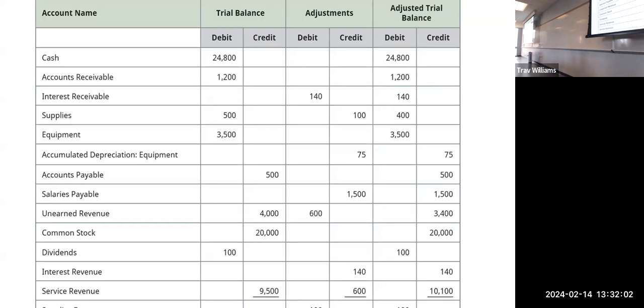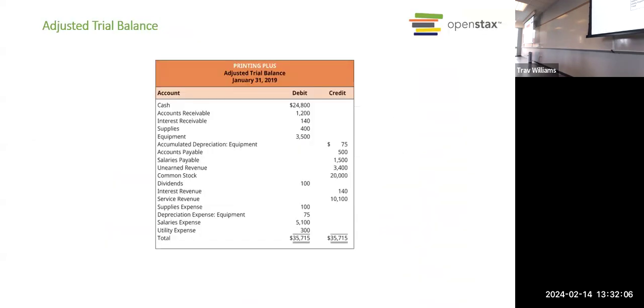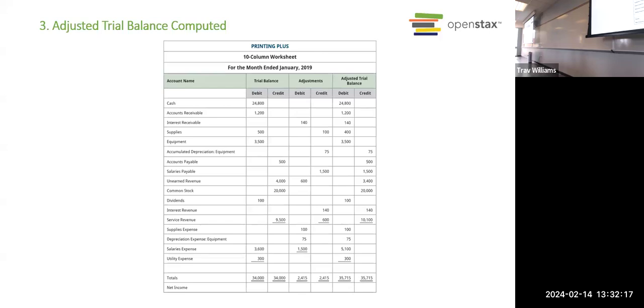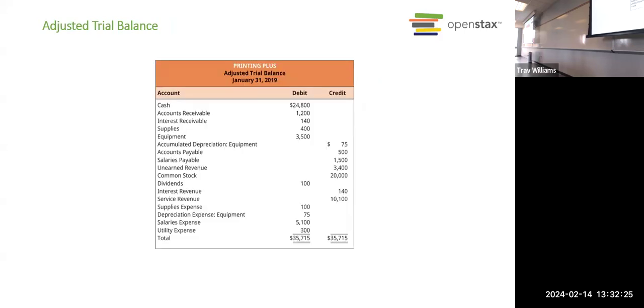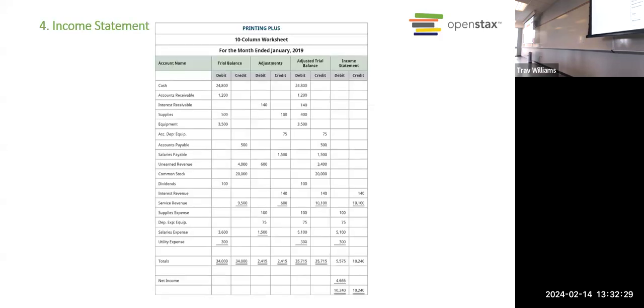Any questions? All right, well, next, there's our adjusted trial balance. You can see what it would look like if it were actually printed out. Again, it's the same information we just saw, right? It's the same as those two columns on the right. You just take those numbers from those two columns, format them like this, and you've got your adjusted trial balance. Now let's add the income statement.